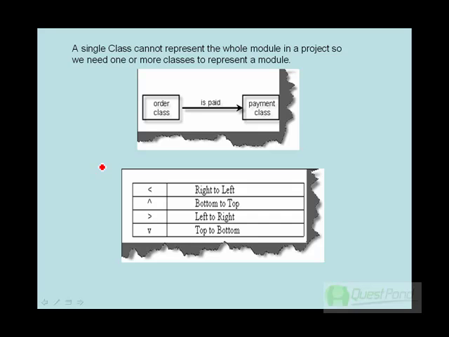You can draw this arrow left to right, top to bottom, or right to left, depending on your situation. So basically a simple arrow, and then a simple one-word label or action saying what is going to happen. For example, I am saying here the order class is going to use the payment class, and it is going to pay the order using the payment class.